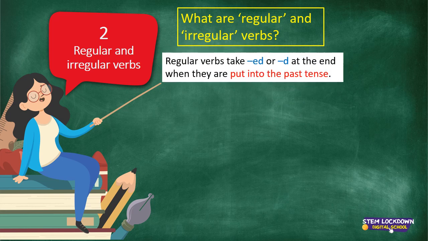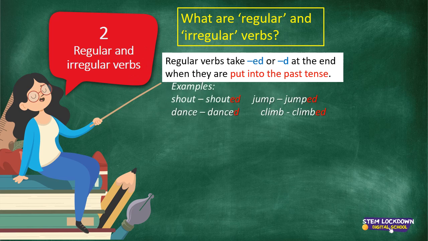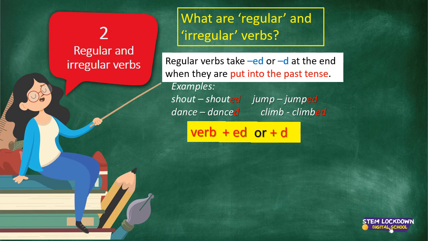So regular verbs are the ones that if you put them into the past tense, they just take ed at the end, or t, or just a d if they already end in an e. So they're very easy to put into a structure. For example, shout, shouted, jump, jumped. Dance already ends with an e, so you just add a d. Dance, danced. Climb, climbed. So the rule would be you have the verb, like shout, and you add ed to make it into the simple past tense, or you add a d if it already ends with an e.